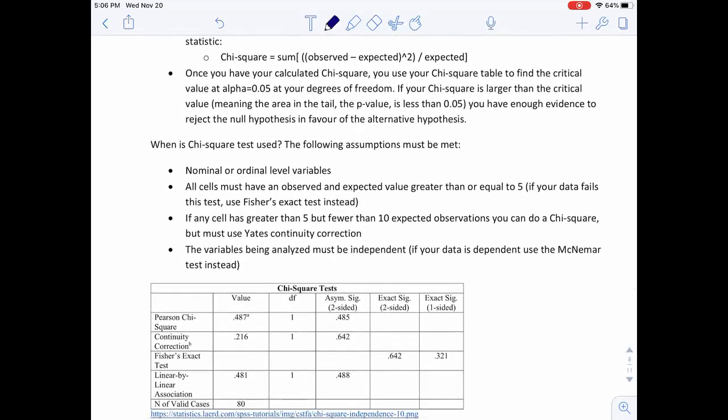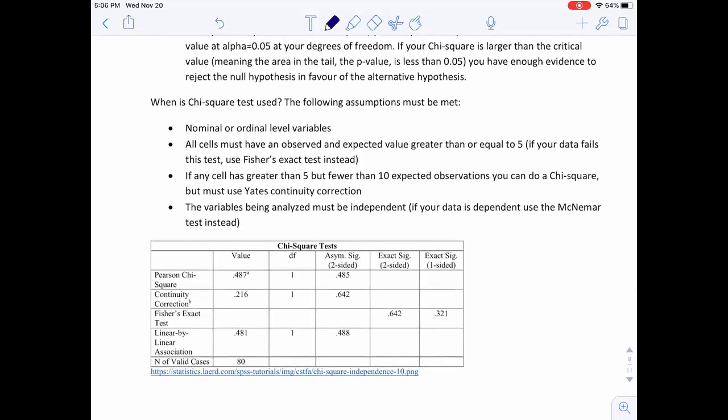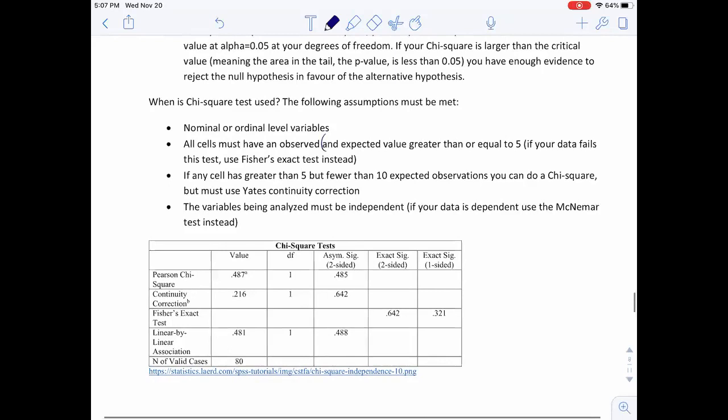So the assumptions for chi-squared is that we have to have nominal or ordinal level variables, so we have to have categorical variables. Here's where we kind of veer off depending on if we've met these conditions or not. So we're starting off and we're saying we're going to do a chi-squared test. I have to make sure that all cells have an observed and technically expected, but we'll stick to observed. I'll put expected in brackets because we didn't take it that far. It's true, but we didn't go there.